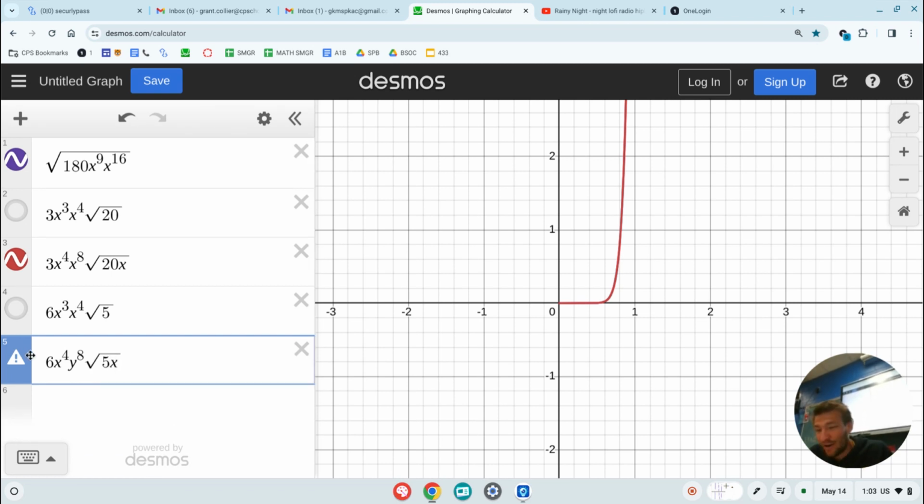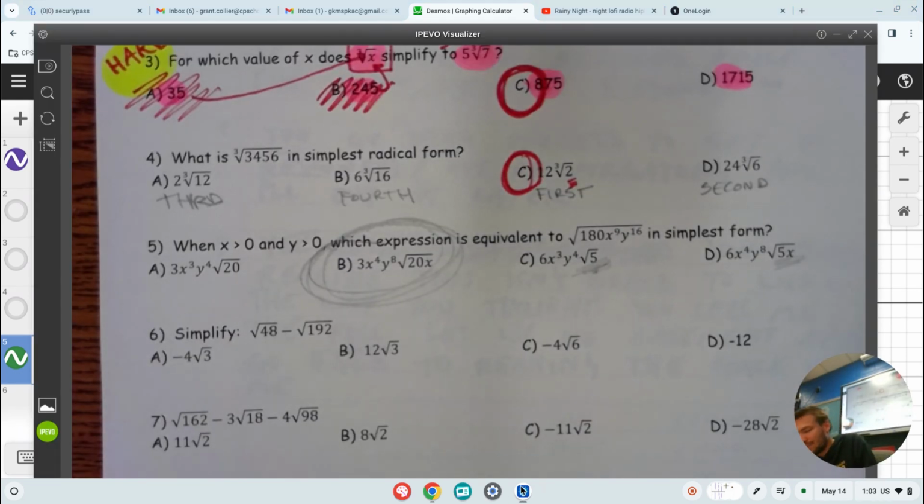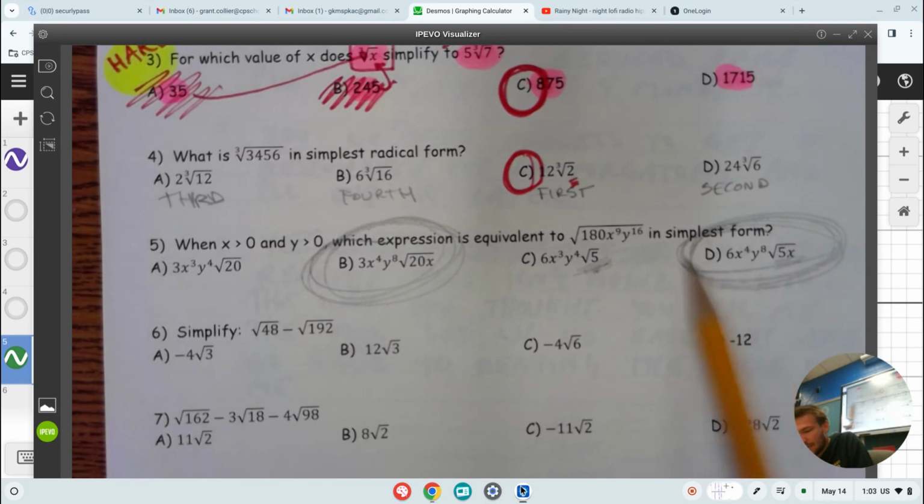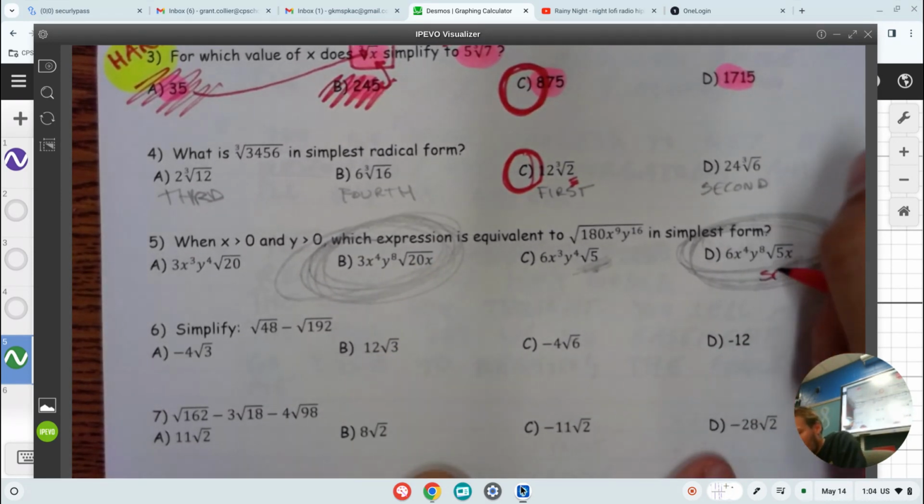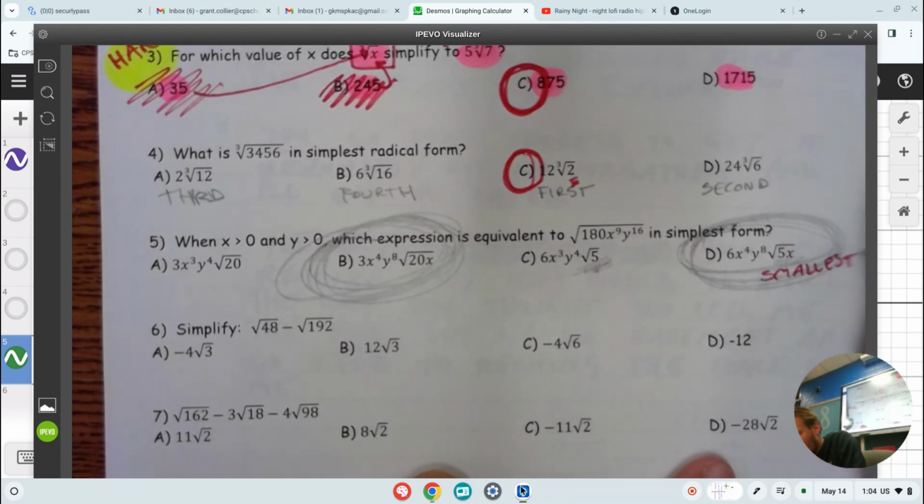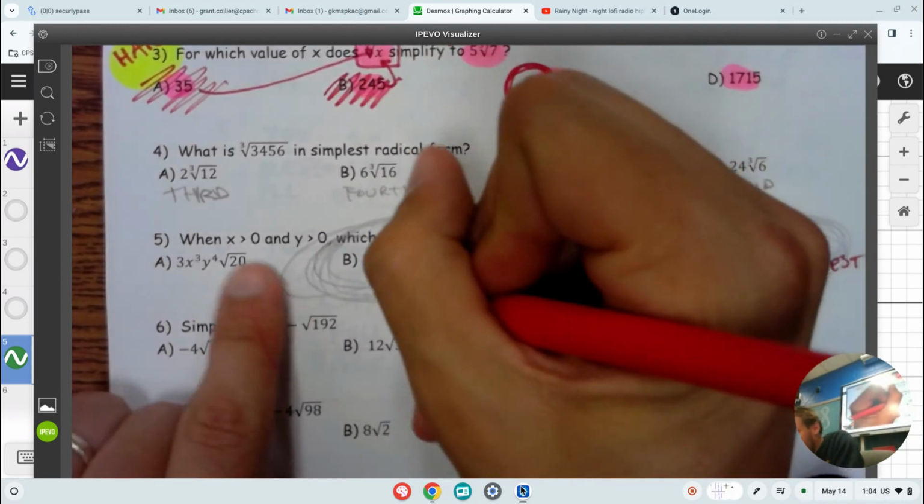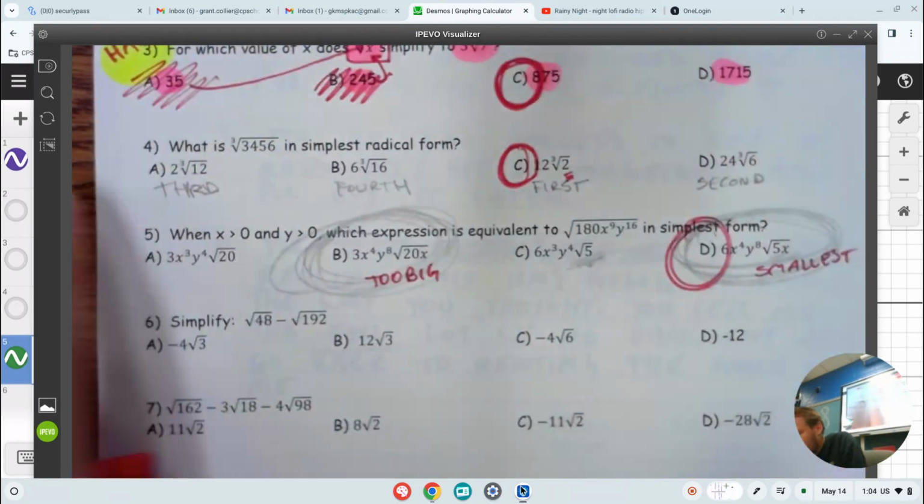Again, it looks like I have an error message. What did I do wrong? Oh, I put a y. So those error messages are always great. If you see that, hover over them and see what's wrong. Did letter D give us the same exact thing as the original? I think letter D also works. And so at this point, you're probably thinking, Mr. Collier, I understand how this works. If you got two answers, you need to pick the smallest inside piece. So we're going with D as the final answer because B is too big.